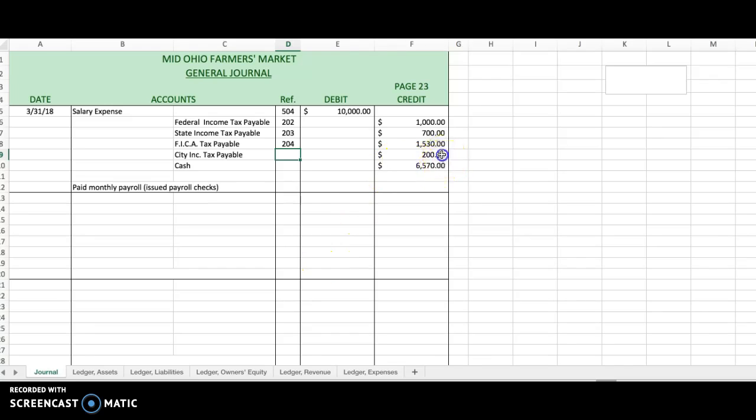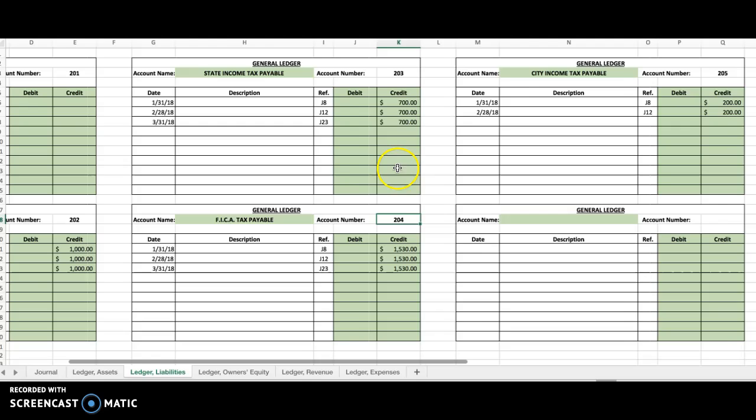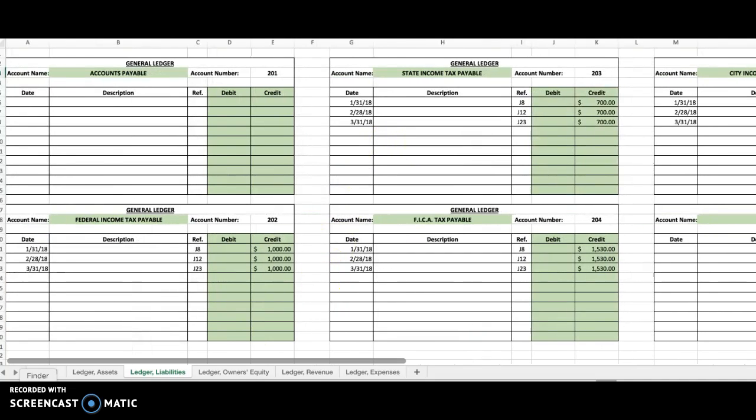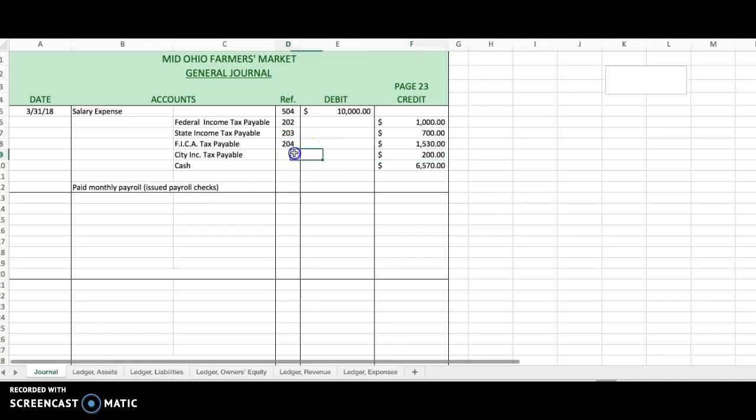City income tax payable, $200. Once again, a liability account at the end of March. From journal page 23, $200. That account number is 205. And back in the journal, 205. So that takes care of our liability accounts.